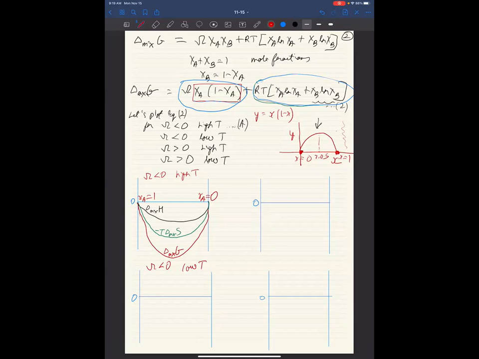Okay, if it's clear, then let's go to the second one. In this case, omega is negative and now low temperature. If omega is negative and I have changed the temperature, is it going to affect my delta mixing H in any way? Why not, Daniel? It doesn't have any temperature in it, right? This term has no temperature in it. So this term is going to look exactly as we drew in the first case.